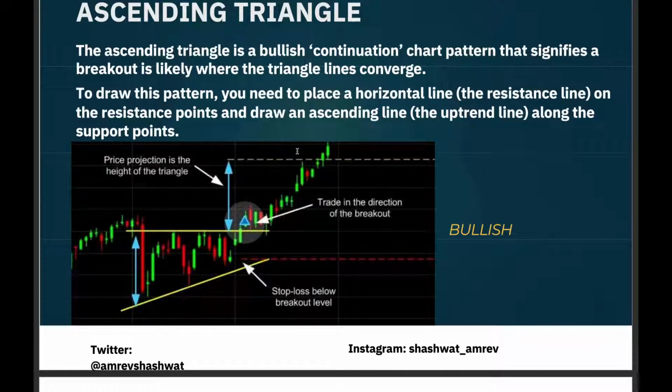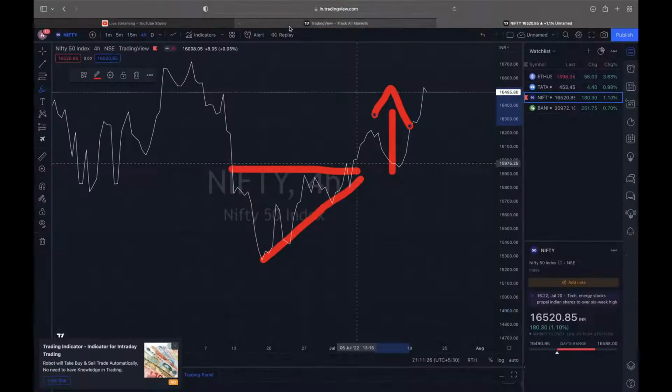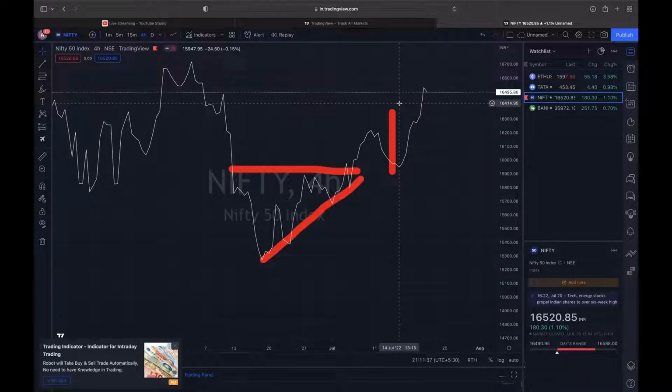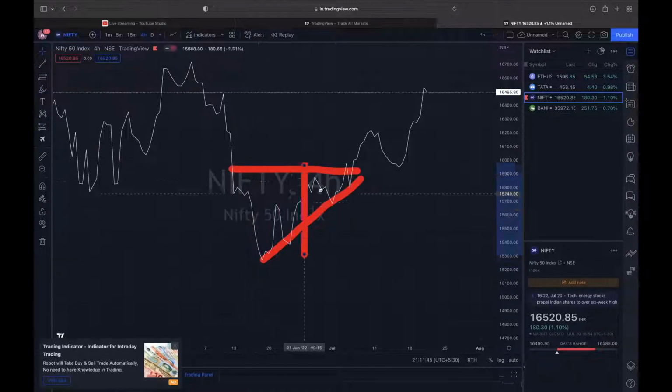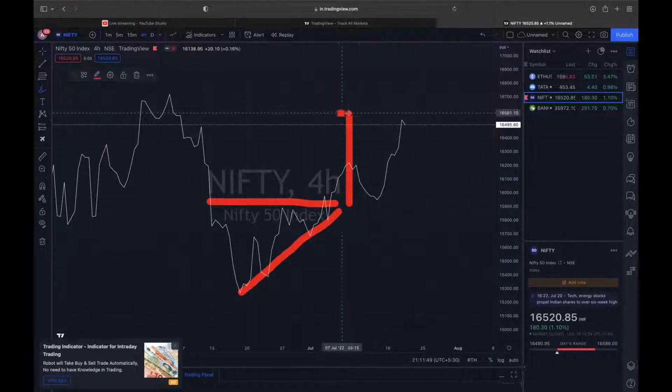Now, sir, how to spot the target and how to spot the stop loss? What will be your target? How to spot? Check this out. You have to measure this open area, okay? Measure this and put the same over here. See, so this becomes your target.